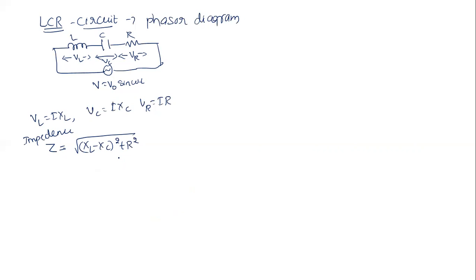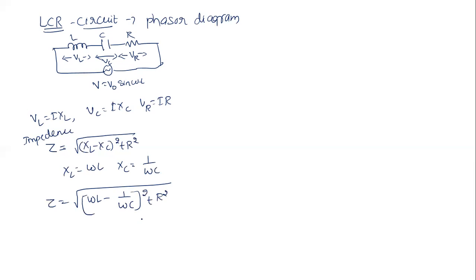Here we can use the formulas for XL and XC. As we know, XL equals omega L, and XC equals 1 by omega C. We can write Z equal to square root of omega L minus 1 by omega C whole square plus R square. This is the formula for impedance, and current is given by I equals V by Z.